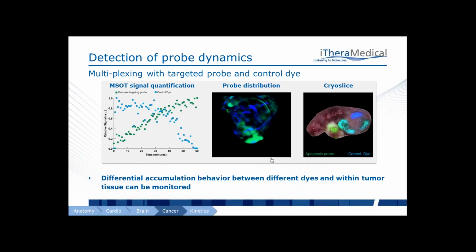This way we can show that we can multiplex, so we can look at a control dye, a targeted dye, as well as oxy and deoxyhemoglobin at the same time. We can acquire kinetic data by acquiring many multispectral optoacoustic tomography time points over time, so you can really get a good idea about the kinetics of the processes you're studying, and you can get three-dimensional volumetric information about the biodistribution of your probe.